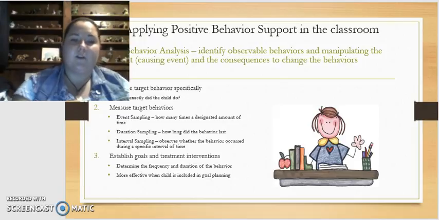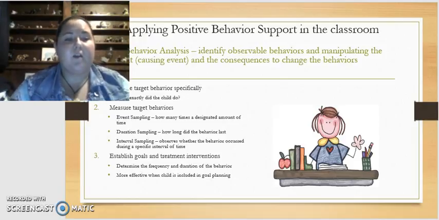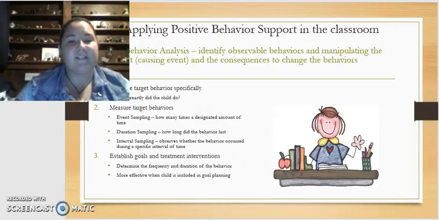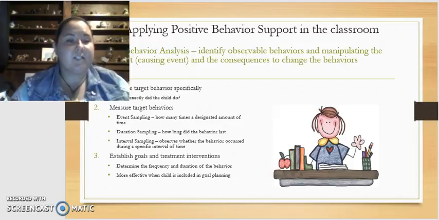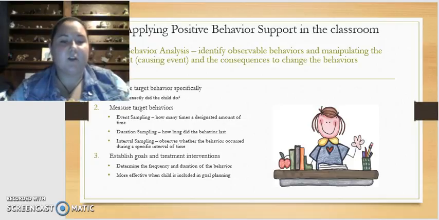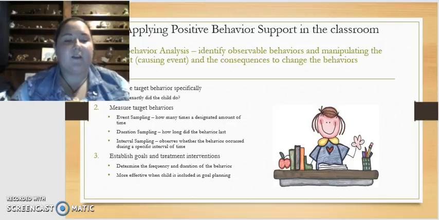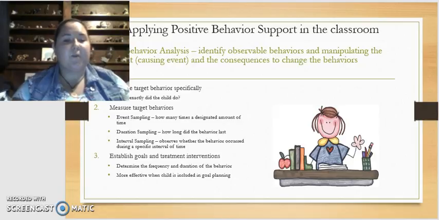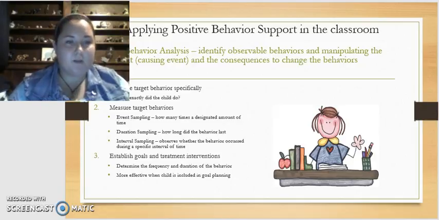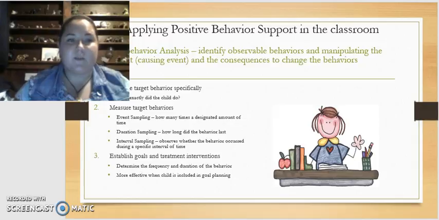Measure target behaviors. There's different ways to measure. There's event sampling, which is how many times the behavior occurred in a designated amount of time. Duration sampling, which is how long the behavior occurred. And interval sampling, if the other two do not work. This observes whether the behavior occurred during a specific interval of time. So, like if something occurred at recess.